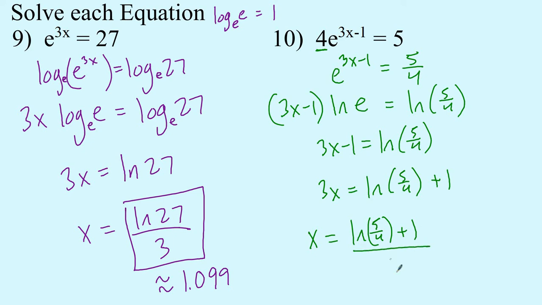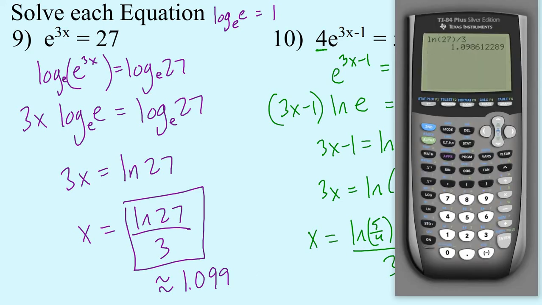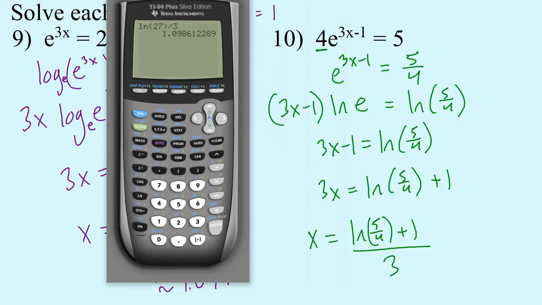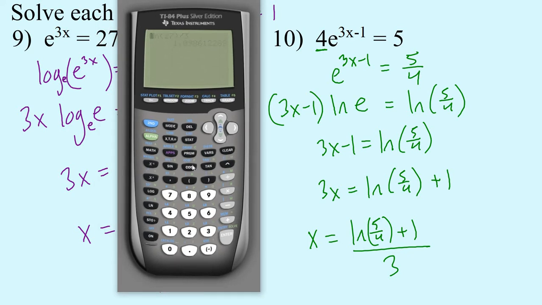And I'm perfectly fine with you writing it like this. You don't have to worry about simplifying it, getting into one natural log. I'm not pushing all that. So let's see. Natural log of 5 divided by 4. It's the first thing we did. Then we added 1 to it. Then we divided by 3.